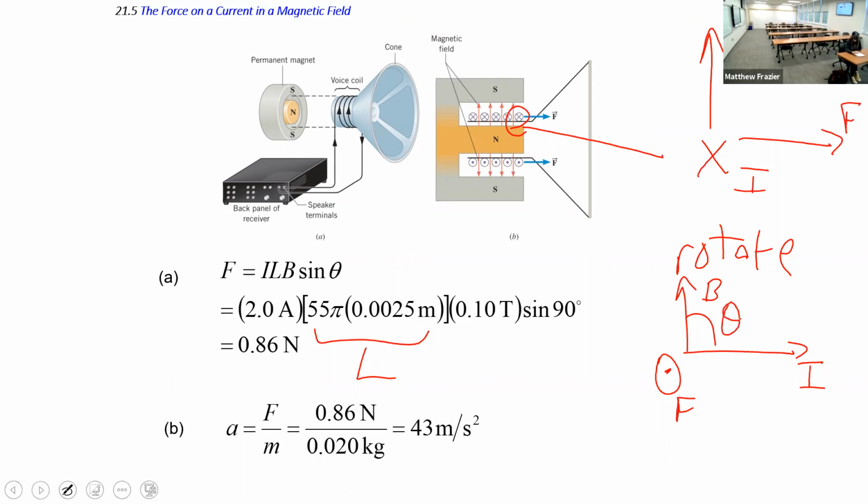The force is automatically perpendicular to both, but the current and field don't have to be perpendicular. That's where the sine is. But you can look at the geometry of the thing. It's circular, and the field is coming from this magnet, which is circular. So the field is radially outwards. And the coil is along the surface. So this is your circle for the current, and this is your field. At all points on the circle, the field has to be perpendicular.